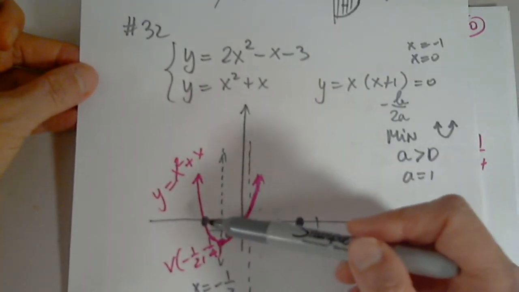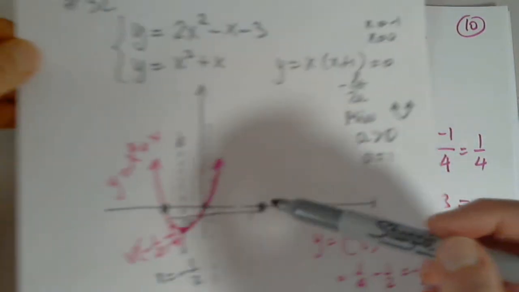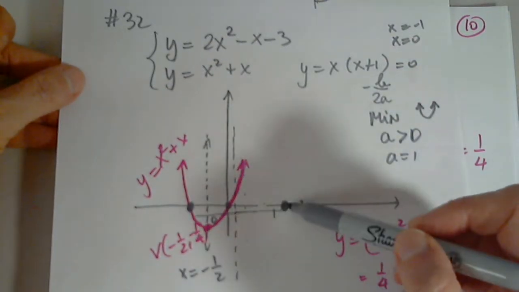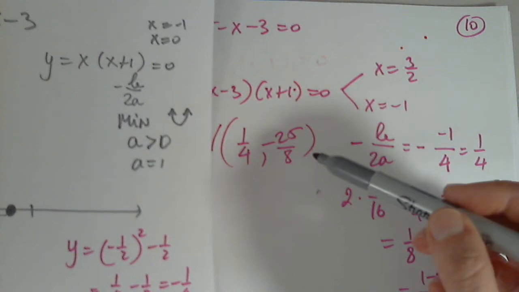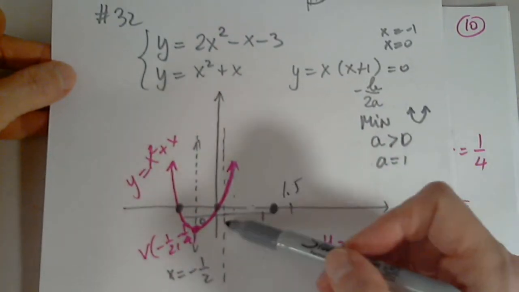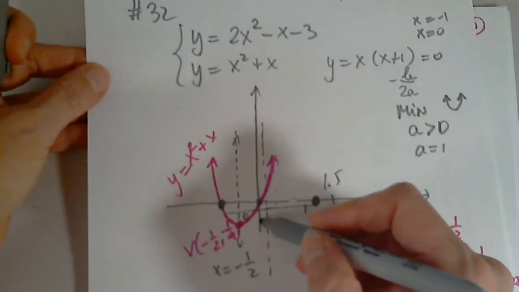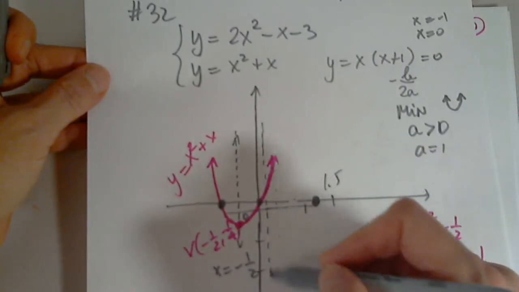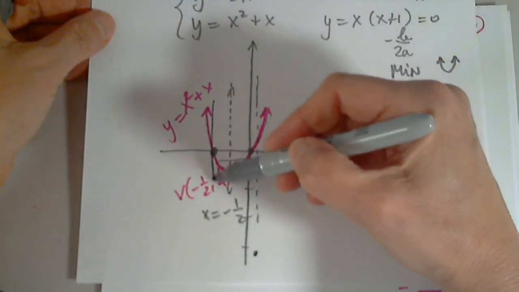So let me see. So this is 1 and 1/4, and this was 1 and 1/4. So it was 3/2, 1.5. Yes, perfect. Okay, so now the minimum is a little bit lower than negative 3. So 1, 2, 3, right here. So here's the graph of the other parabola.